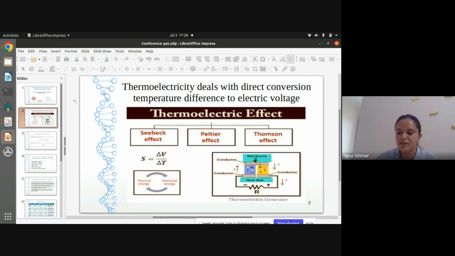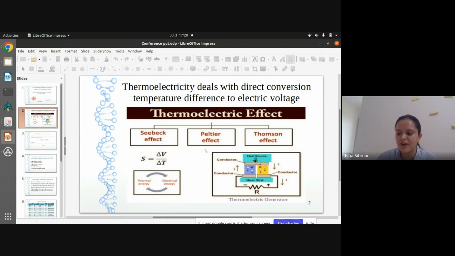Thermoelectricity works on three principles: the Seebeck effect, the Peltier effect, and the Thomson effect. The Seebeck effect was discovered by Thomas Johann Seebeck in 1821. It occurs when the temperature difference between two different semiconductor materials generates a voltage. This generated voltage is directly proportional to the temperature difference, as we can see by this formula.